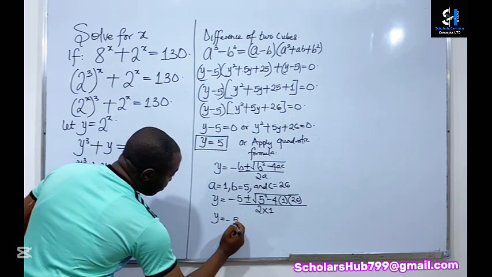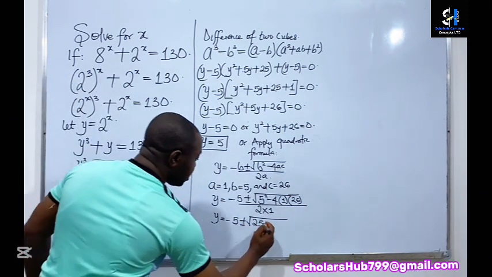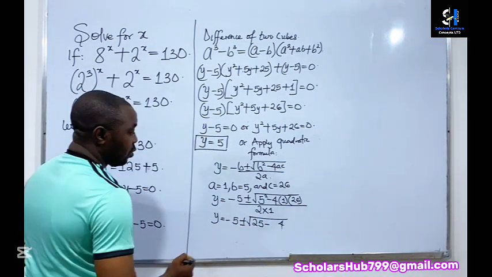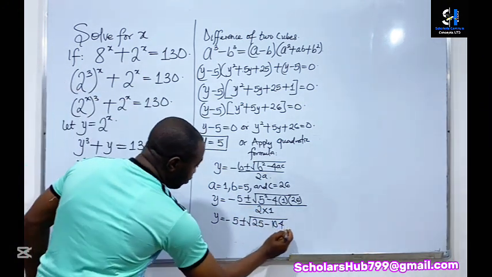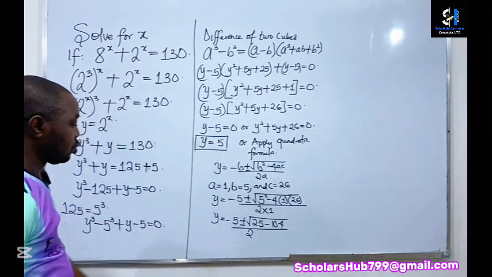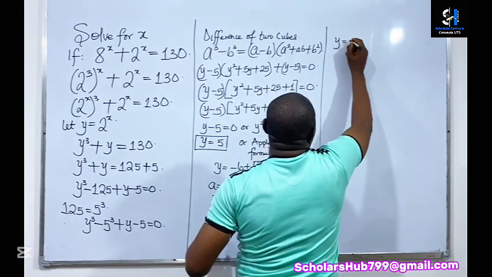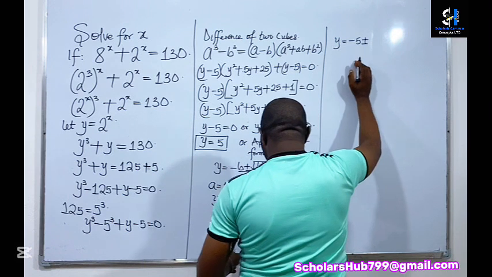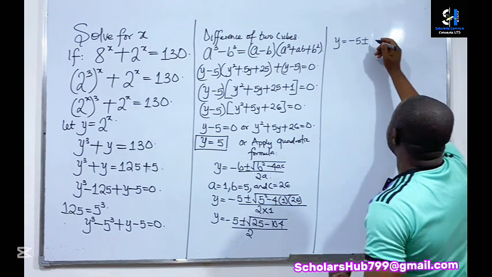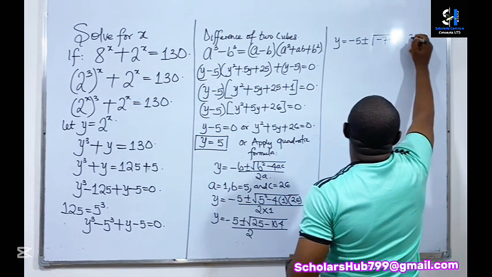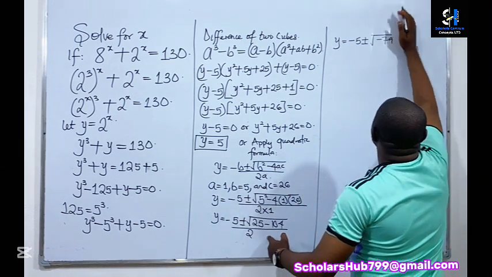So that y will be equal to minus 5 plus or minus the square root of 25, minus 4 times 26, which is 104. So we divide by 2, because 2 times 1 is 2. So we can now have y equals negative 5 plus or minus the square root of 25 minus 79, because 79 added to 25 will be 104.